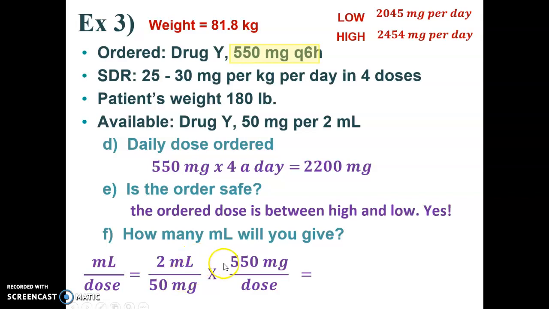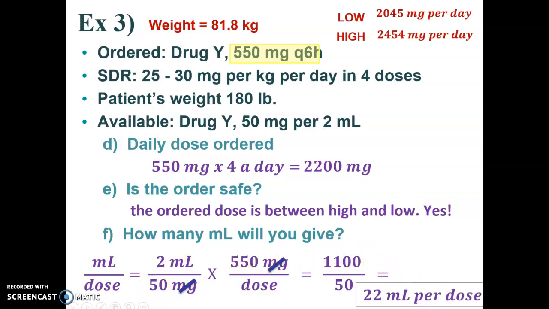So check your units. Do we have everything we need? The milligrams get to cancel. You have milliliter on top, dose on bottom. That's what we wanted. So let's multiply. 2 times 550, and we have a 50 on the bottom. So that's going to work out to give us 22 milliliter per dose.